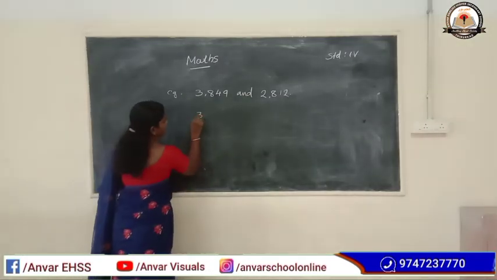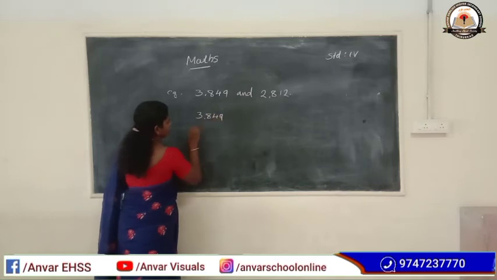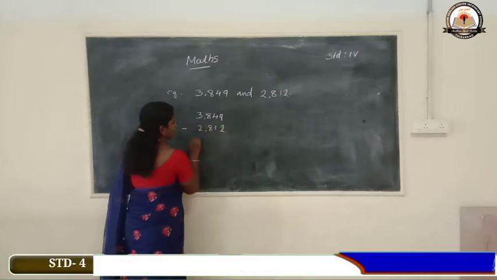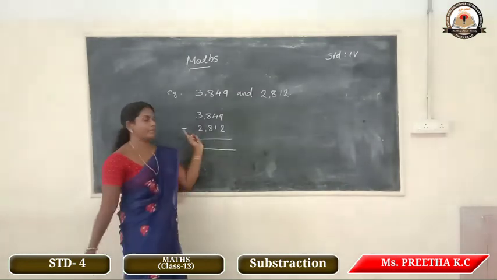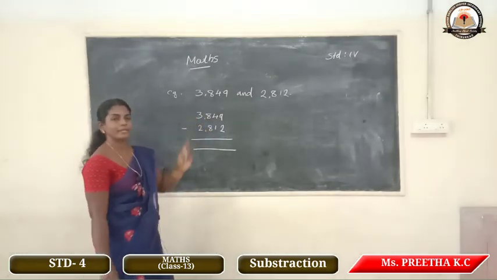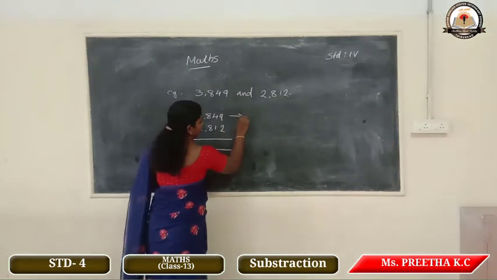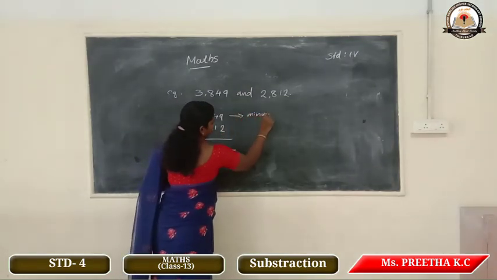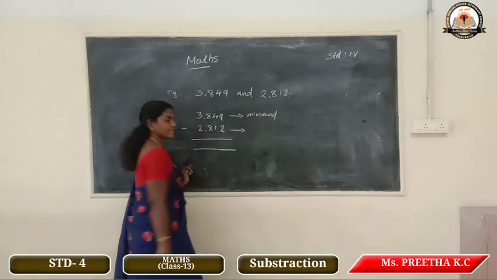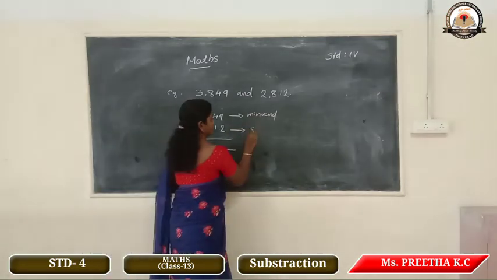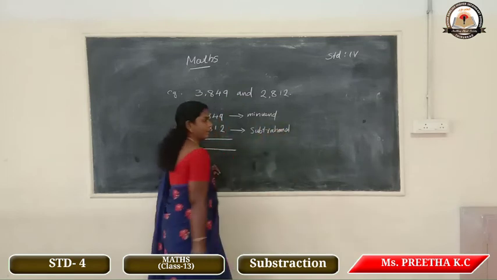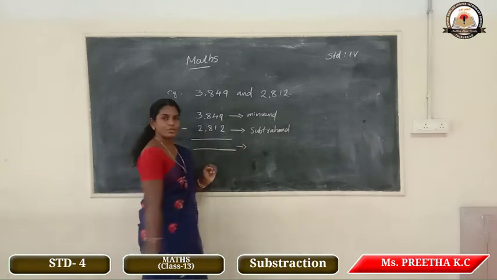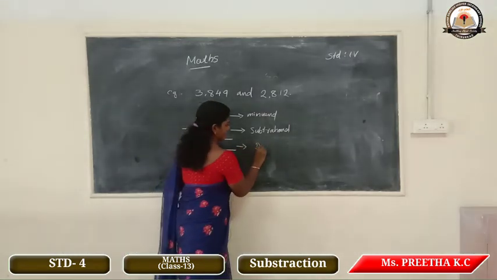So let me arrange them like that: 3849 subtract 2812. Here there are two numbers. We have already studied what these are. The greatest number is called the minuend and the smallest number is called the subtrahend. And the final solution or answer we get is the difference.